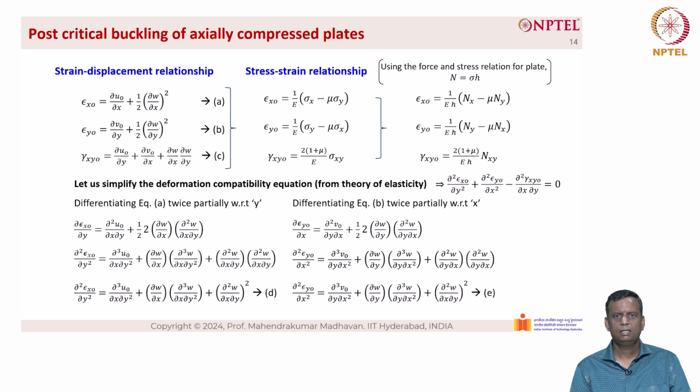So when we simplify this further, we have ∂²εy⁰/∂x² equal to ∂³v⁰/∂y∂x² plus ∂w/∂y into ∂³w/∂y∂x² plus (∂²w/∂x∂y)², which becomes equation E.